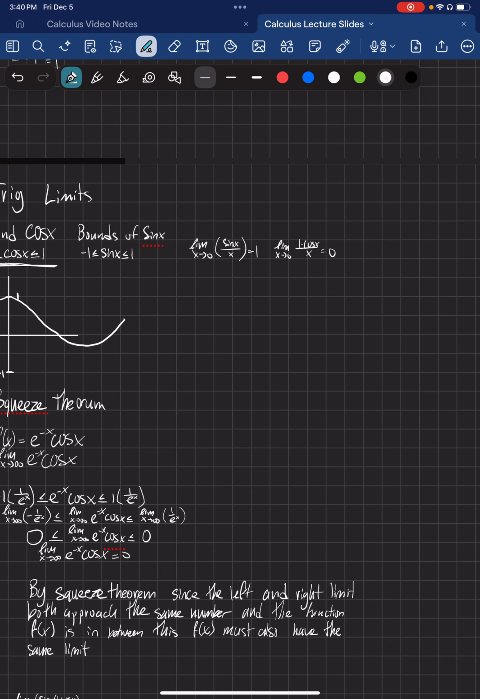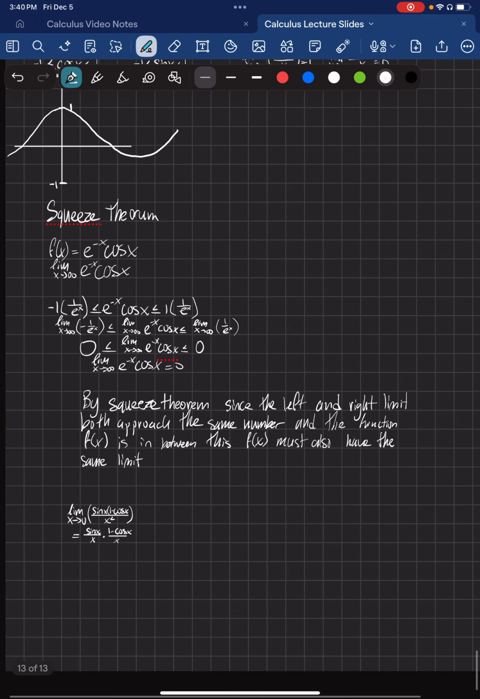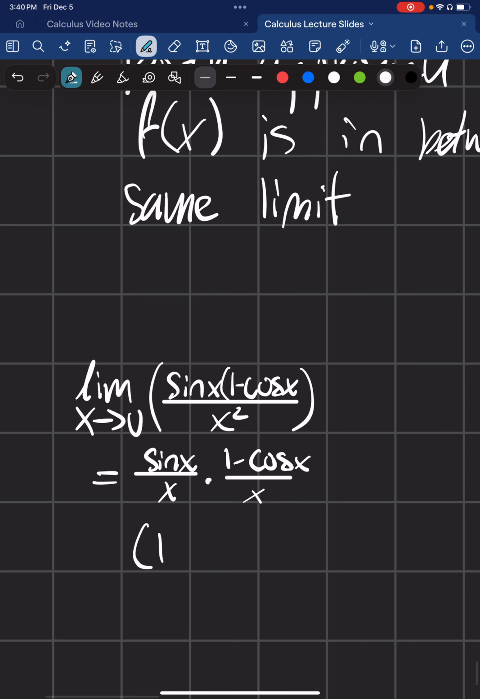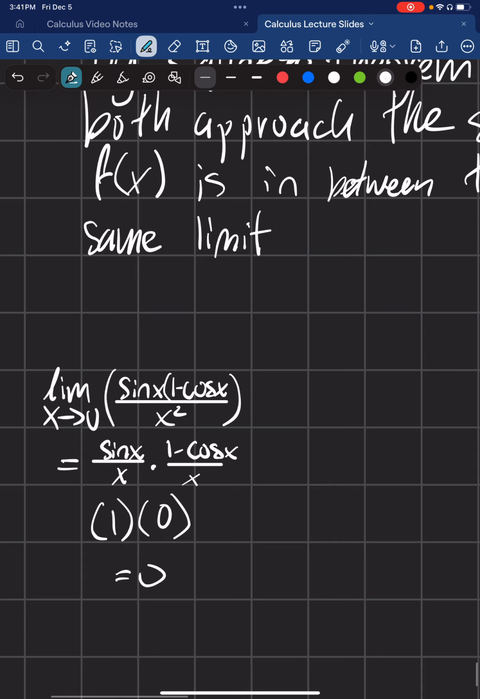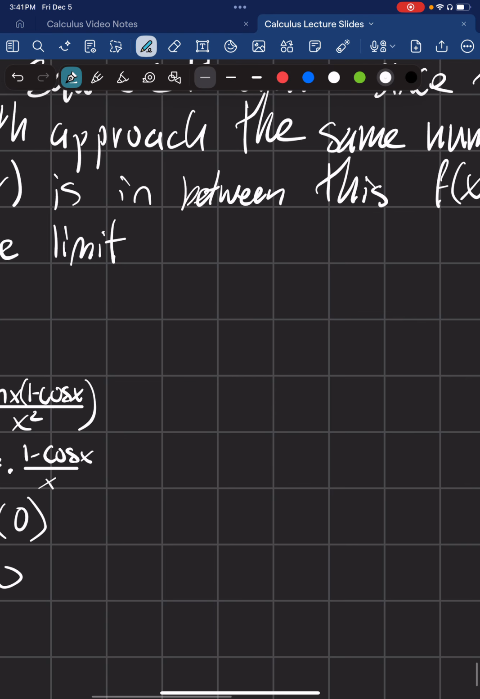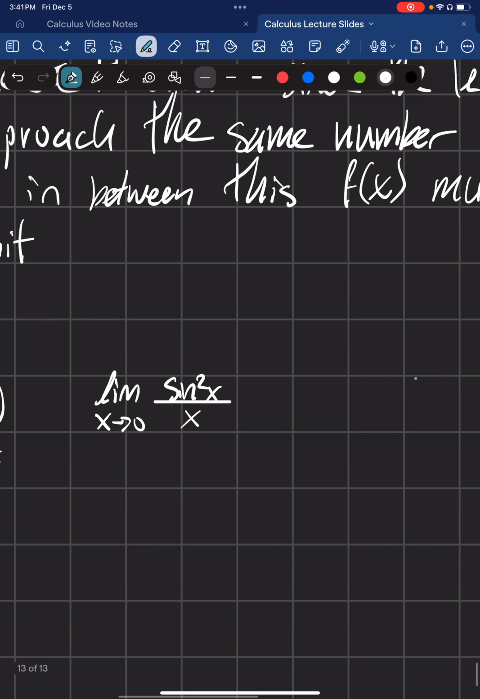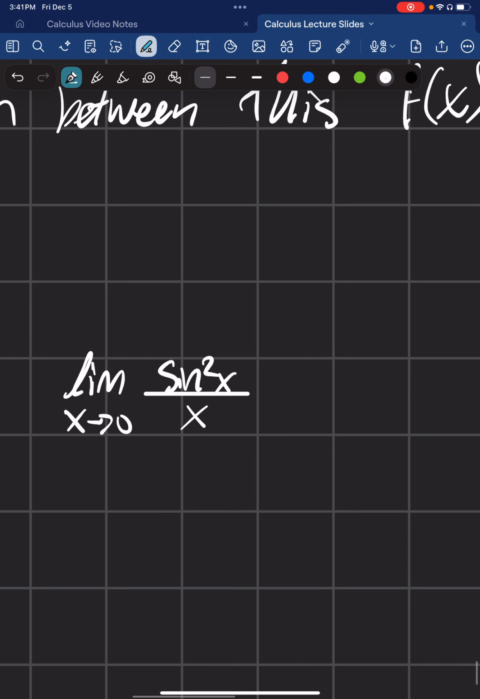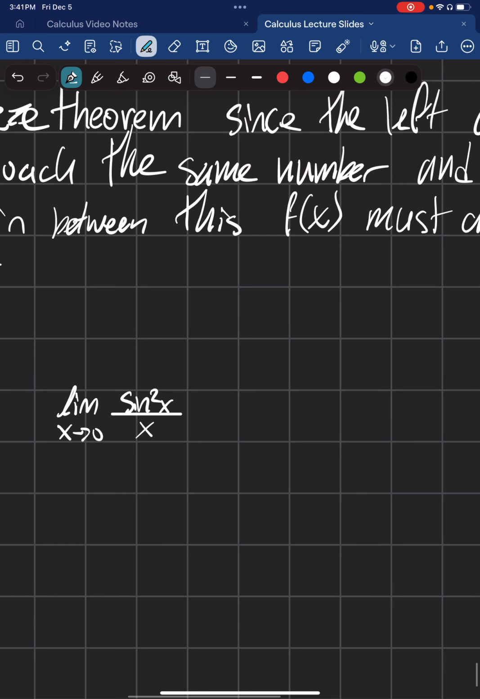And then our limit is 1 minus cosine x over x as x approaches 0, we can then say this just turns into 1 multiplied by 0, which we know then is 0, right? And then our next one we can go over is the limit as x approaches 0 of sine squared x over x, right? Now, this kind of looks familiar here, right?